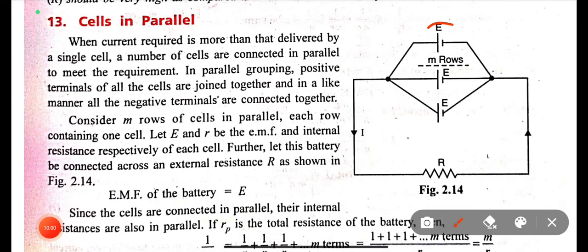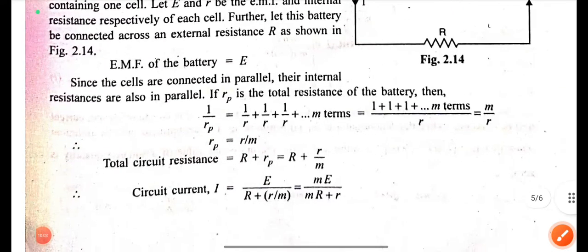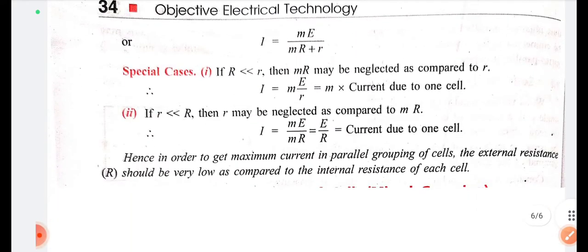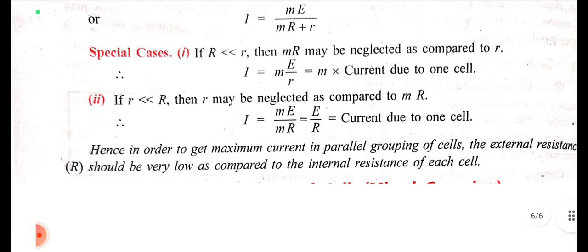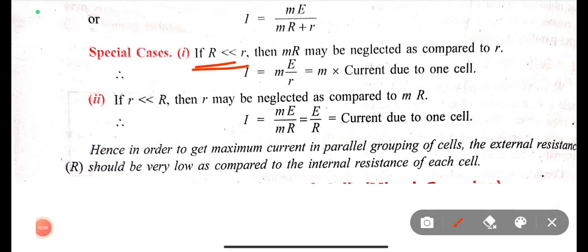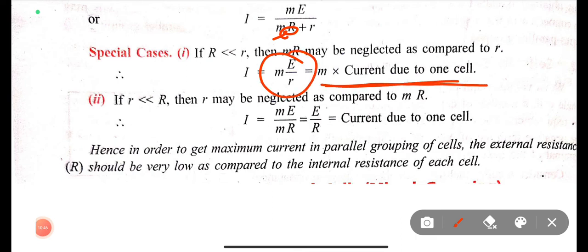And now parallel. Here the cells are connected in parallel. We can find the final formula in the same way. After deriving, we find I equals m E upon m R plus r. Here m E is the total value of EMF, and m R is the internal resistance in parallel, and r is the external resistance. The special case in parallel is, when the internal resistance is higher than the external resistance, and this term is neglected, we find m E upon r, and with m cells, it is the current due to one cell.